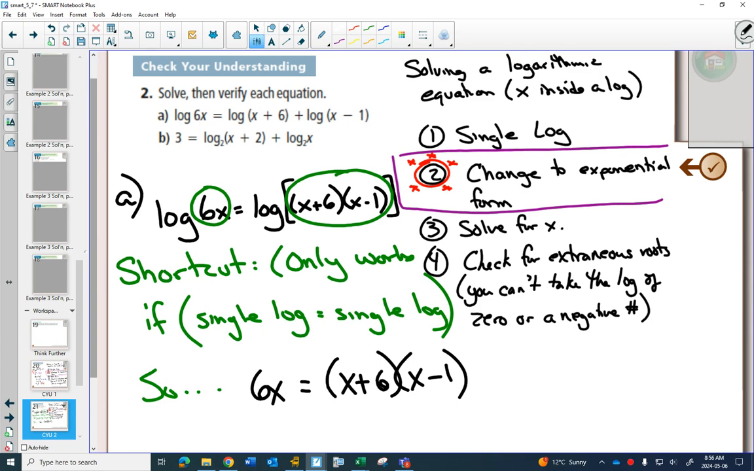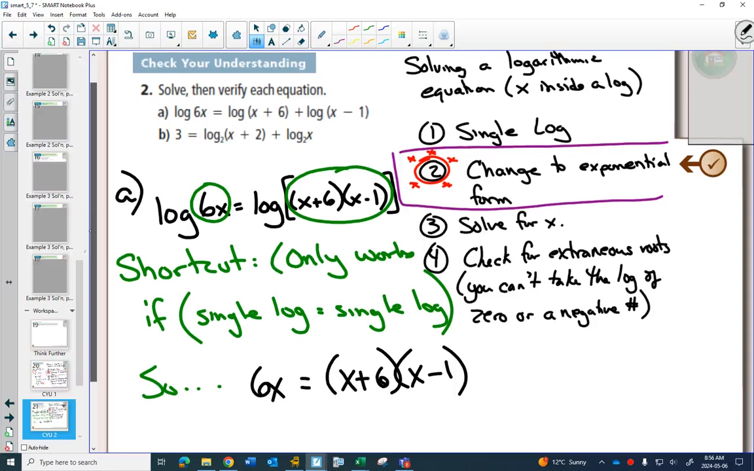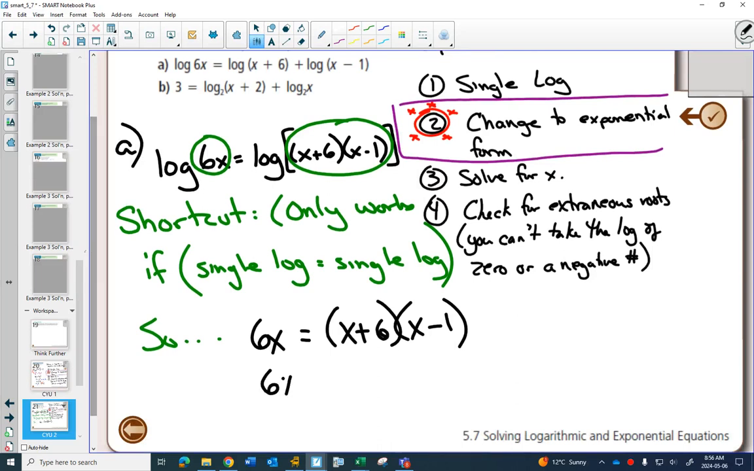It's the same shortcut that we used when we had our bases the same and could circle the exponents and say, so my exponents have to be the same because my bases are the same. But that only worked if you had a single exponential on each side. So it's very similar to that. Now, how do we solve this equation? Well, I'm going to multiply out the one side, so this will give me x squared plus 5x minus 6.